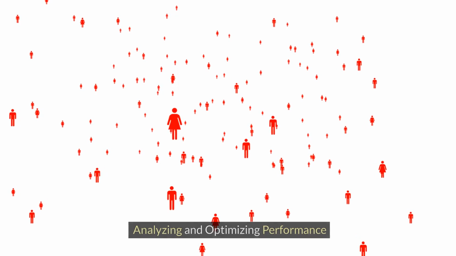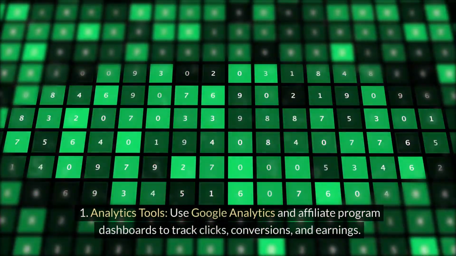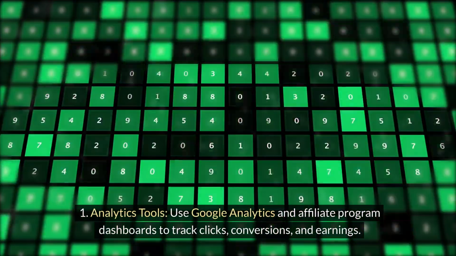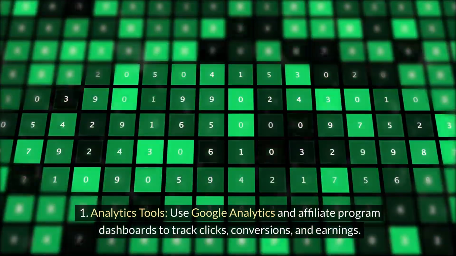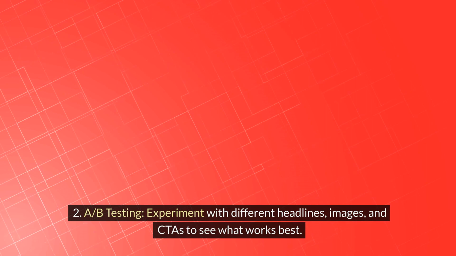8. Analyzing and optimizing performance. Track performance. 1. Analytics tools. Use Google Analytics and affiliate program dashboards to track clicks, conversions, and earnings. 2. A/B testing. Experiment with different headlines, images, and CTAs to see what works best.